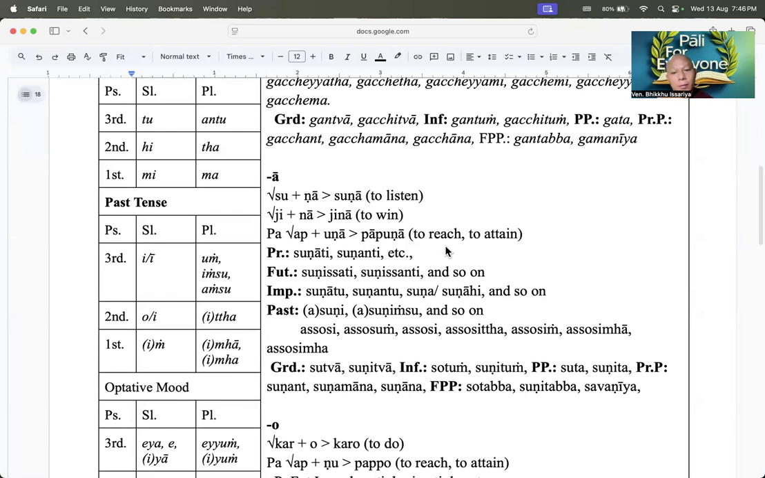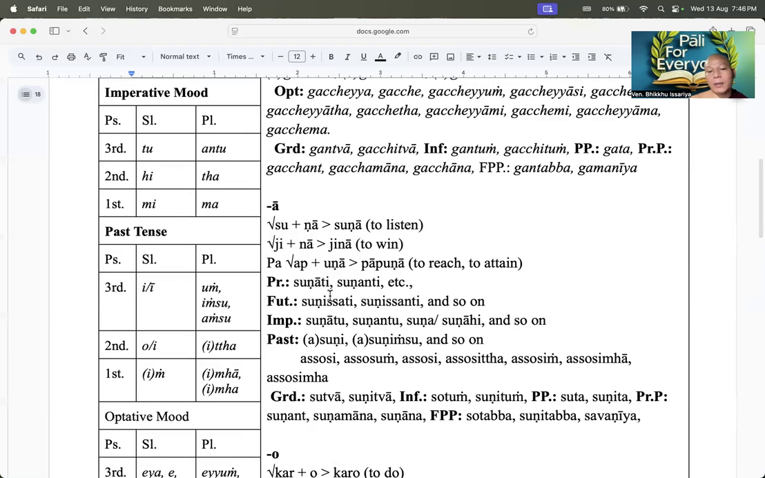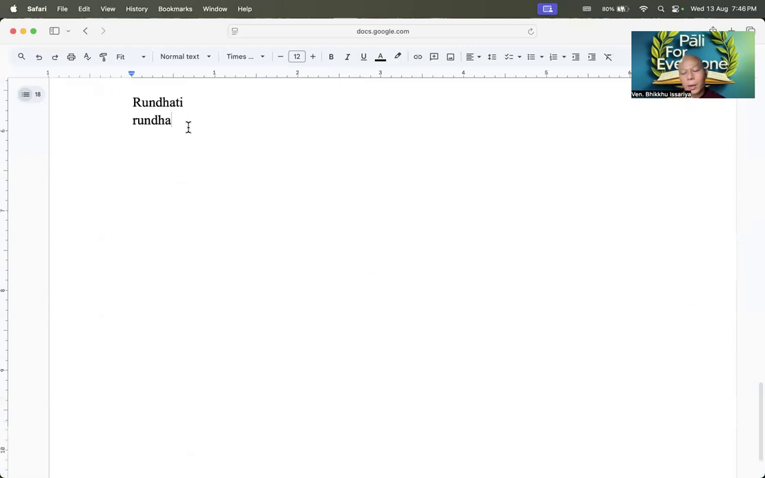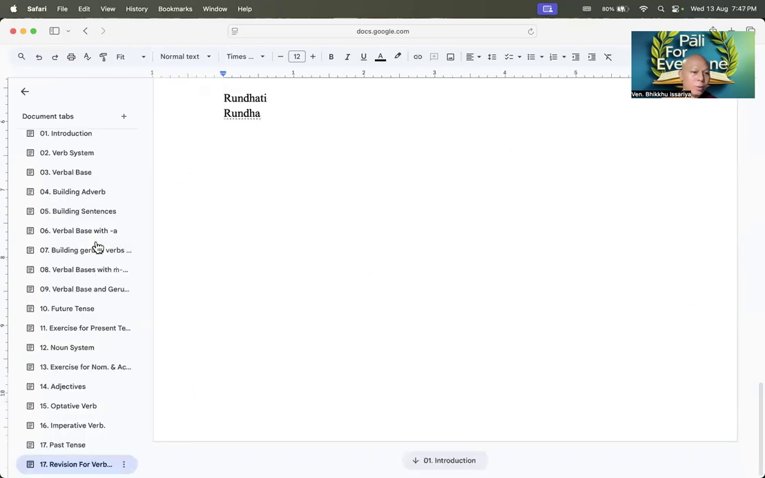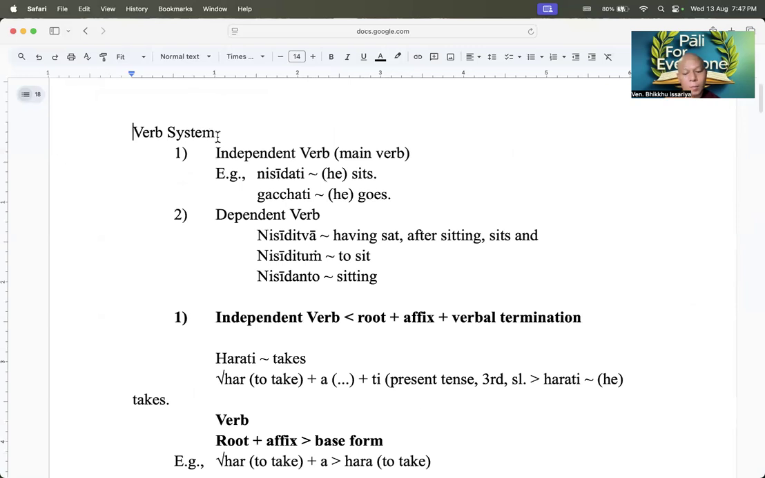And now for the gerund or infinitive or present participle or past participle, we have not learned them in detail yet, only how they are formed. At the very beginning I also introduced the verb system in Pali. Just to recall, the verb system in Pali has mainly two parts: independent verbs or main verbs, those ending in di and di sita mi ma, or do and do hita mi ma.